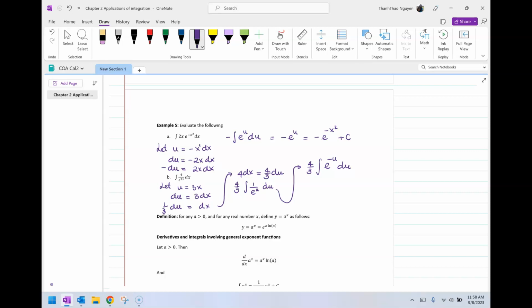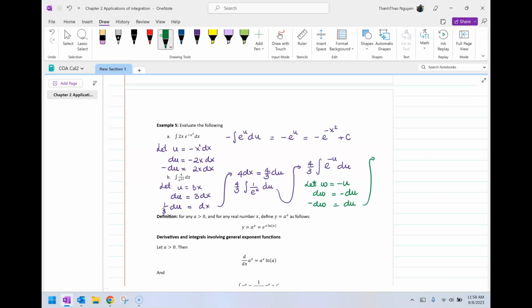Well, I know how to integrate when I have e to the u, but I don't know how to integrate when I have e to the negative u. So let's go ahead and do one more substitution. Let w equal negative u, then dw equals negative du. So negative dw equals du.